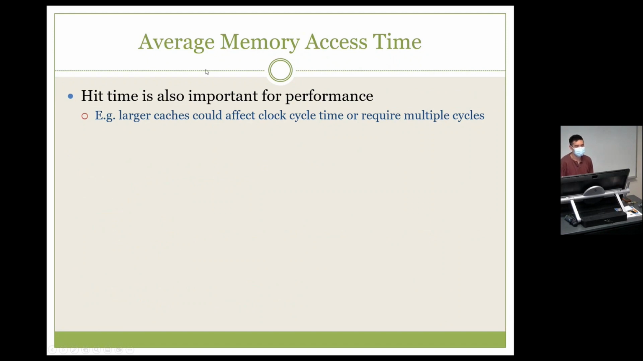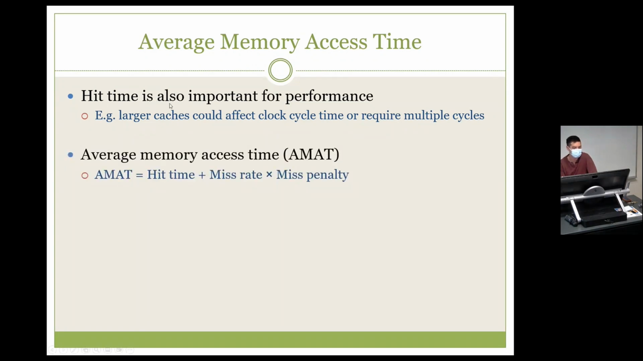All right. So, average memory access time. Hit time is also important for our performance because with larger caches, we could affect our clock cycle time or require multiple cycles in order to even get a hit. Look at this on the homework. We will see that the cycle time is defined by hit time. So we also have this metric, average memory access time. This is the hit time plus the miss rate times the miss penalty.